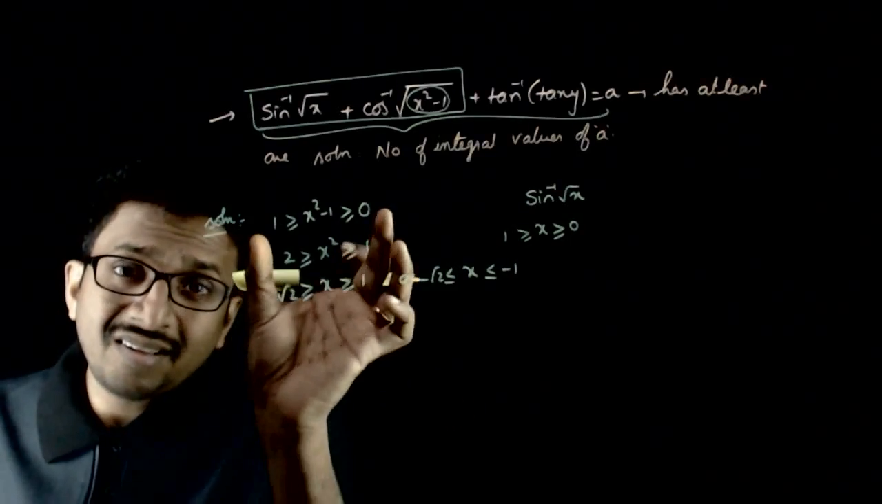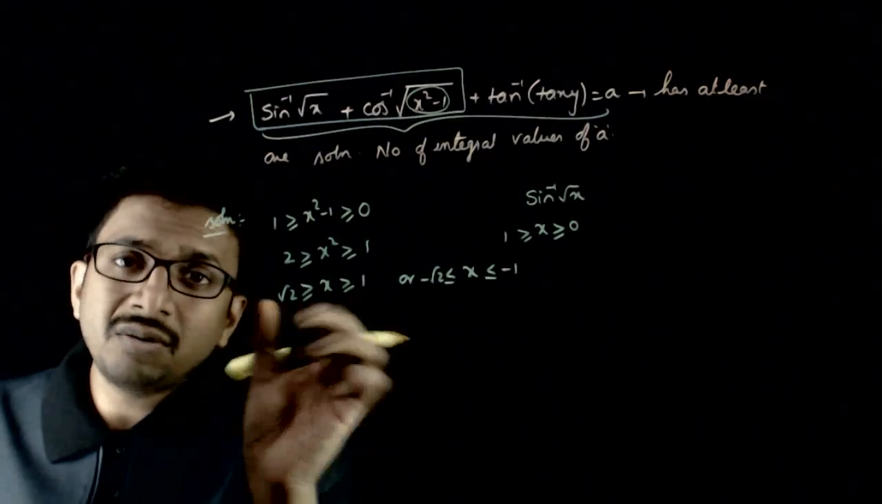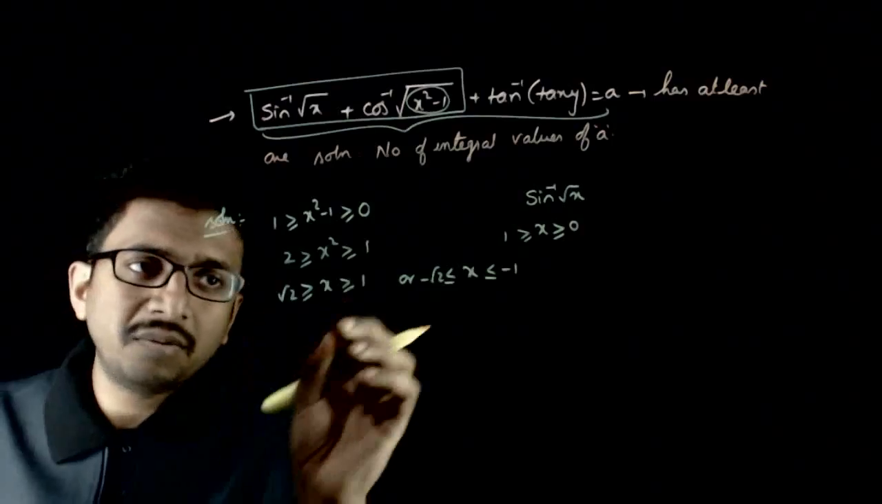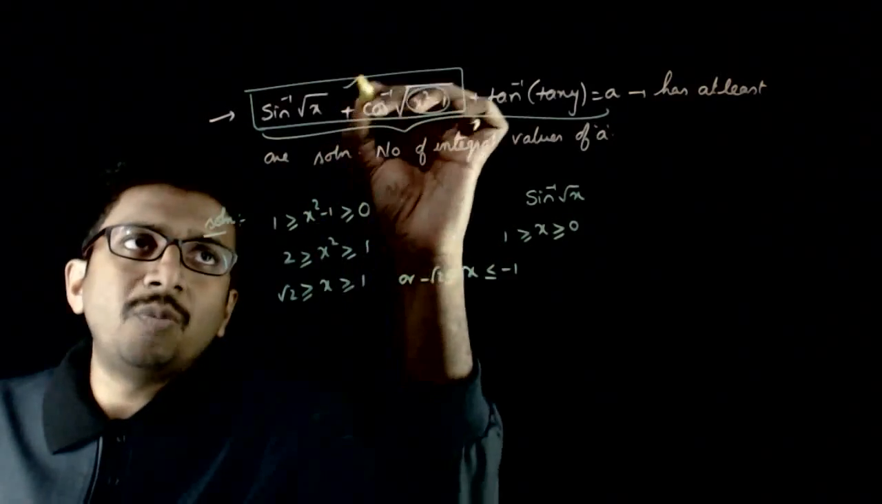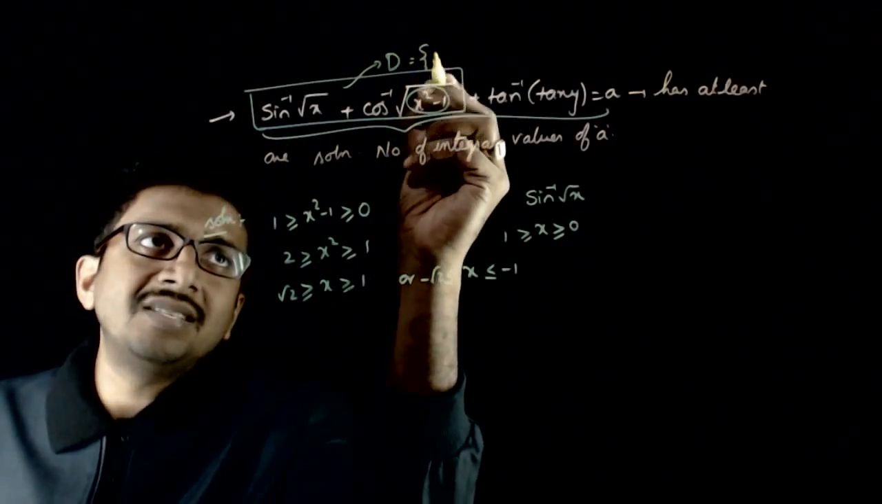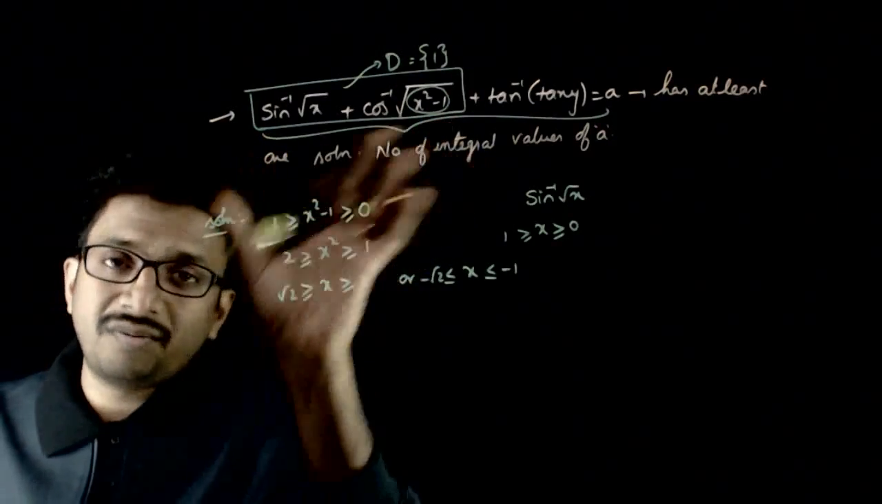For the second term to be defined, x has to be in between 1 and root 2. So if both have to be defined, x can take only one value, which is 1. There is only one common value between these two. So the domain of this combination is the singleton set {1}. This expression will be defined only for x equal to 1.